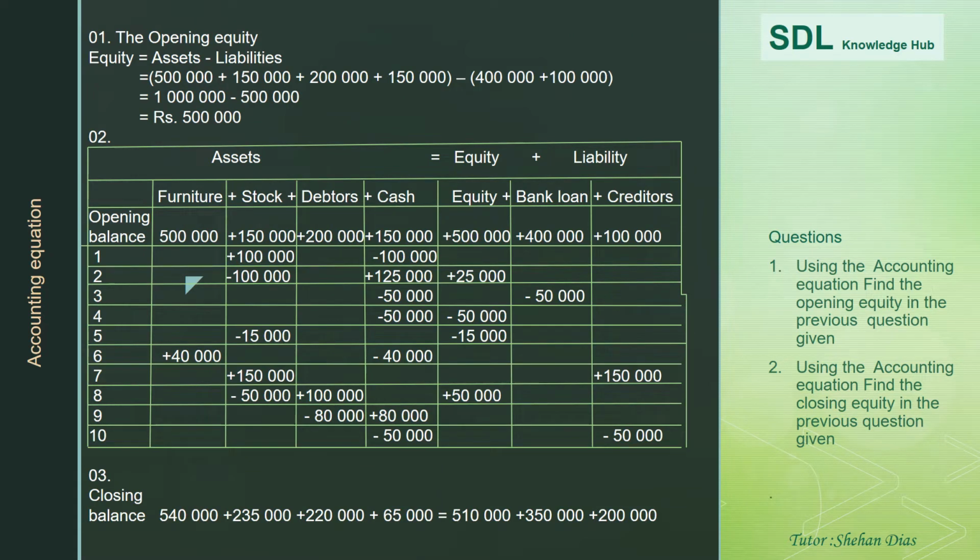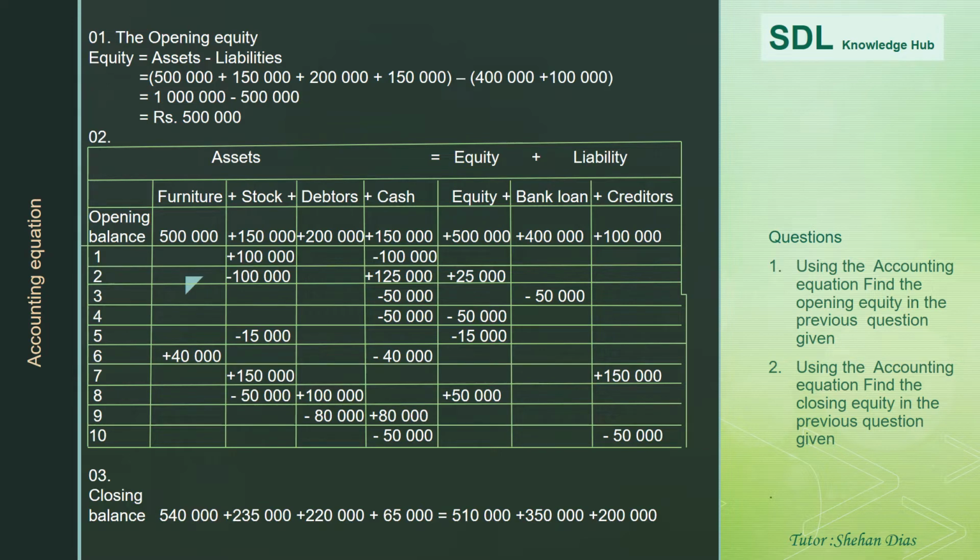Using the accounting equation, we can find the opening equity. So the accounting equation is assets equals liabilities plus equity. Rearranging that, we get equity equals assets minus liabilities. So you put the values for the assets and also for the liabilities, and then you will get the answer: opening equity as 500,000.